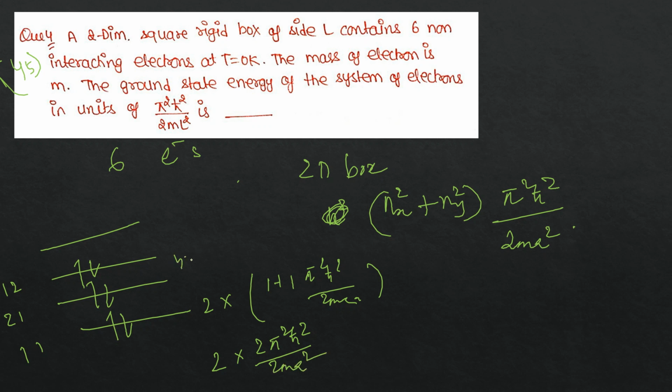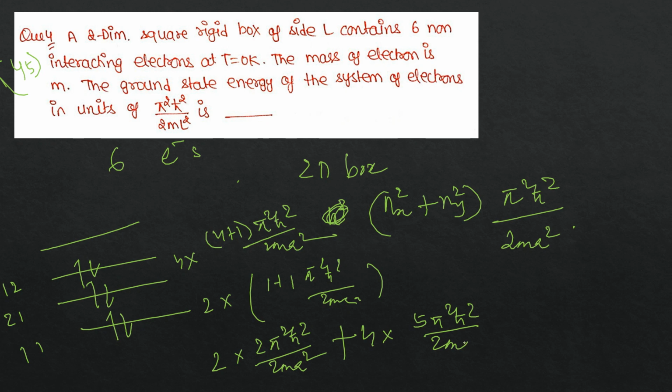Then this is 4 into what? 4 plus 1, 5. So 4 into 5 pi square h cut square by 2 m L square. If I calculate it, this is 4 by 2, this is 20 by 2, so 24 by 2 pi square h cut square by m L square. So the answer is 24. Isn't that right?